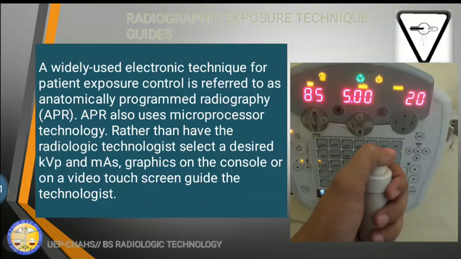A widely used electronic technique for patient exposure control is referred to as anatomically programmed radiography or APR. APR also uses microprocessor technology. Rather than have the radiologic technologist select a desired kVp and mAs, graphics on the console or on a video touch screen guide the technologist.